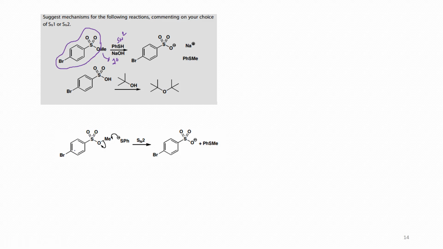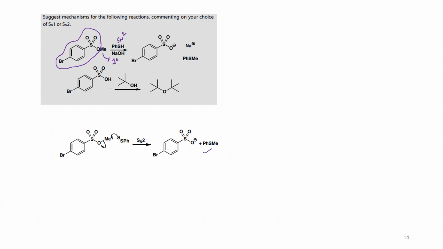Let's solve together. In the first one, what will happen? This is a very good leaving group, and this is a 1 degree carbon. So the reaction will go through the SN2 pathway. That's why this S minus will attack the methyl center and remove the leaving group, and we will get our desired product.